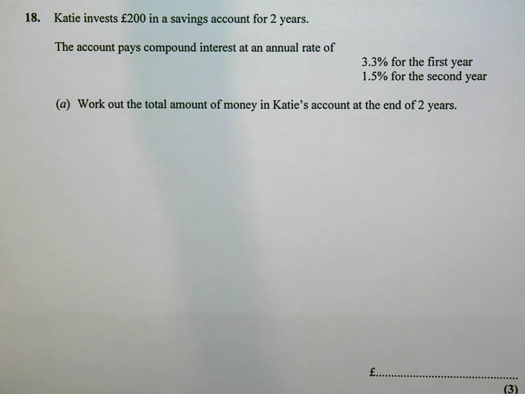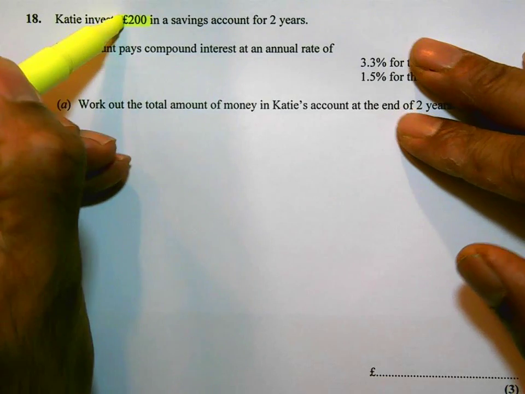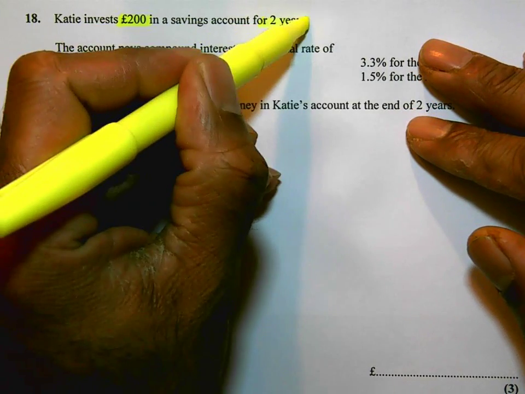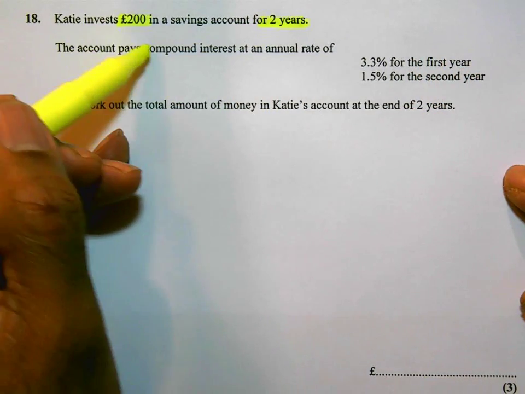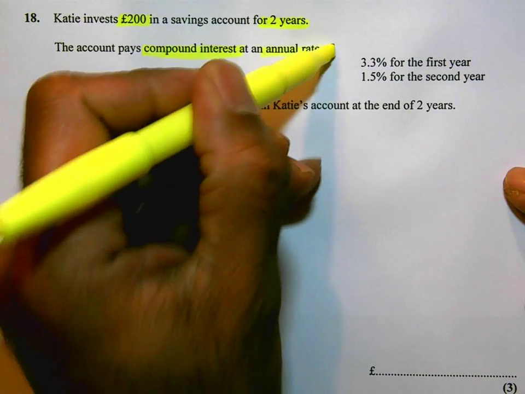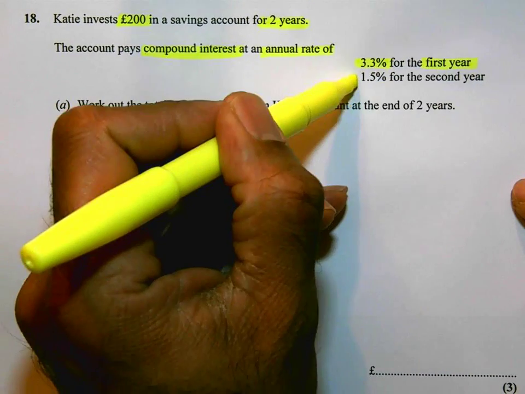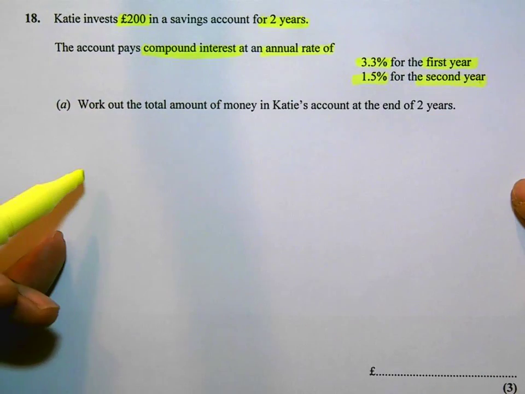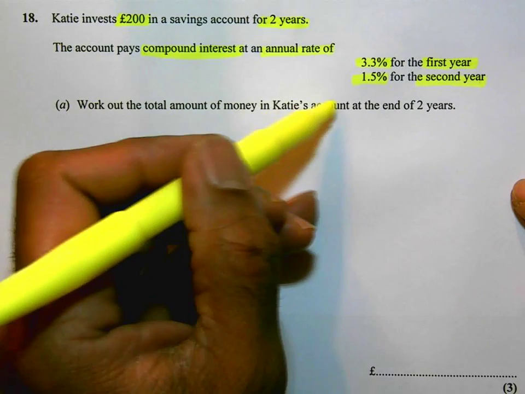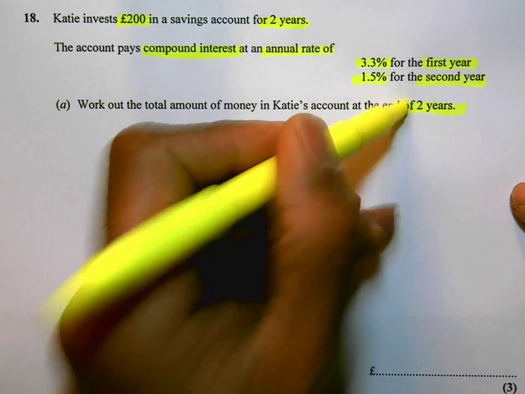This is question number 18 on the June 2014 calculator paper. This question says Katie invests £200 in a savings account for 2 years. The account pays compound interest, that's really important, at an annual rate of 3.3% for the first year and 1.5% for the second year. Work out the total amount of money in Katie's account at the end of 2 years.